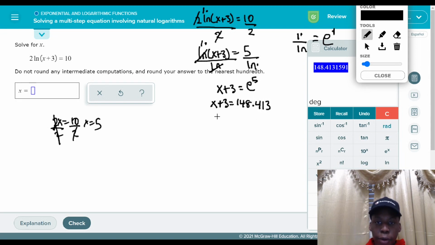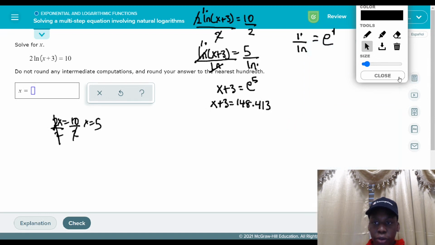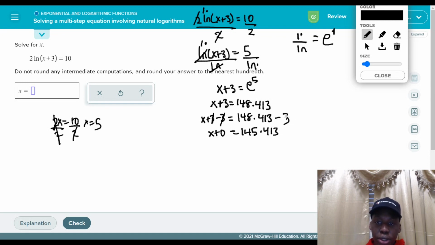Okay, so from here we can find x, right? For us to find x, we have to subtract 3 from both sides, right? And so when we do that, that'll be x plus 3 minus 3 equals 148.413 minus 3. When we say 3 minus 3, that's a 0. So this is x plus 0 equals 148.413 minus 3, which will be equal to 145.413.